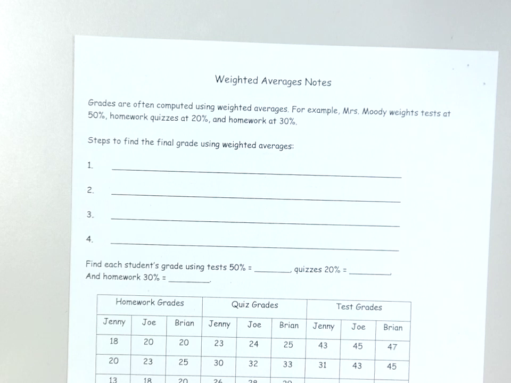But we're going to use what I have up above on the weighted part, saying that I weight tests at 50%, homework quizzes at 20%, homework at 30%. So this means that if you added up all your points in my class, it wouldn't come out to what it says on there because the weighted average is slightly different. So the steps to finding the final grade using weighted averages.